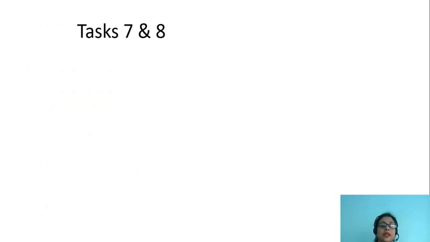Task number 7 and 8. Task number 7 is flow control. Flow control means the rate at which the sender sends data should match with the rate at which the receiver receives data. For example, we have a sender here that is sending data to the receiver.